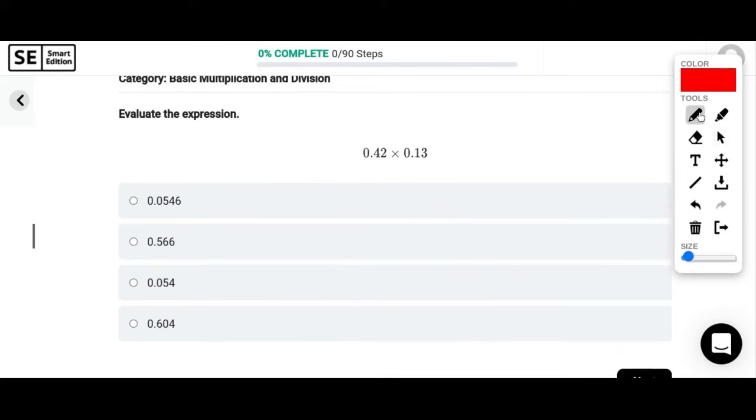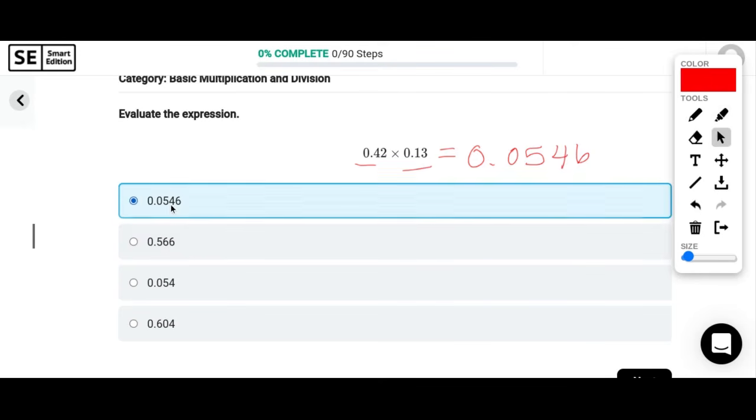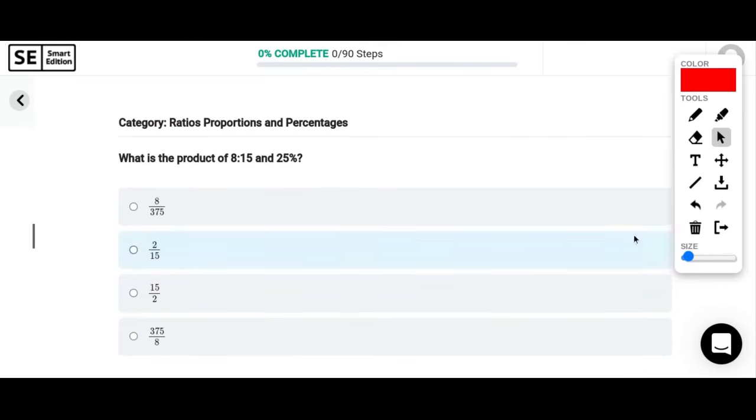Okay, evaluate the expression. Another one of those questions where I would just go right on in and plug that into my calculator. And I would get 0.0546. And if I look at my options, I see that right here in my first option. So go ahead and plug that in your calculator. Nice and easy.